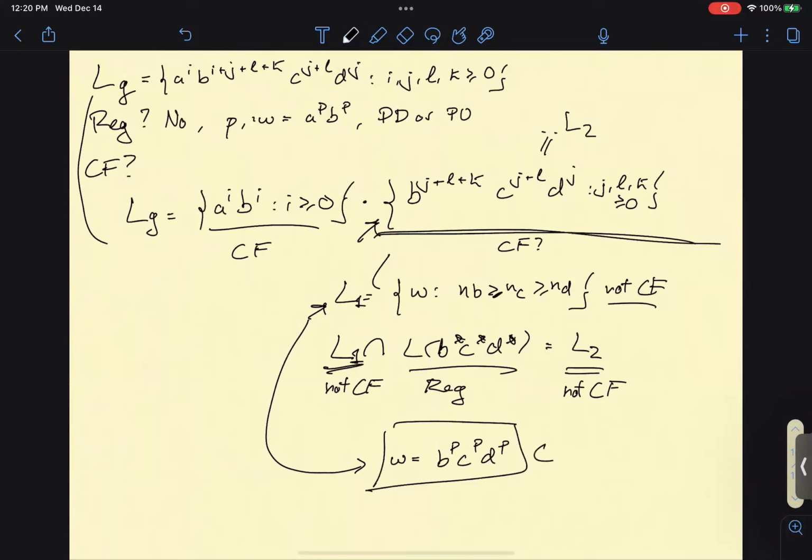which is in L. This is definitely in L because L and K here can be 0. So my string is B's and then C's and then D's. Okay, so now I just have to consider all possible cases.